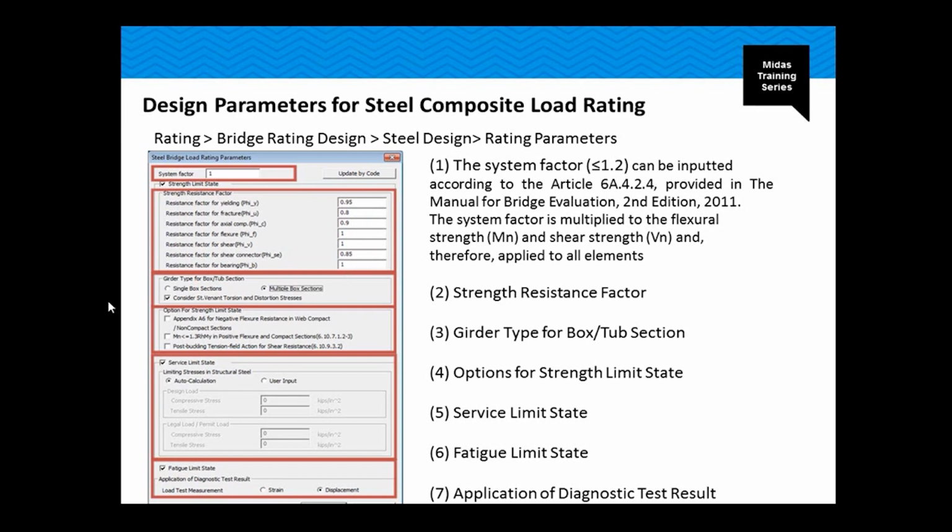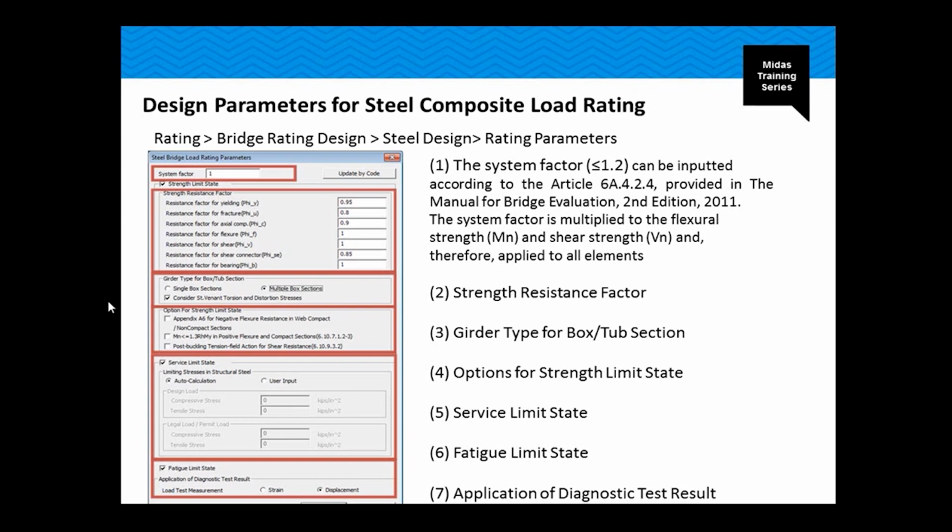Then you have the girder type for box or top sections. In this case, we have an I girder, but in the case that you want to use the box girder type or top, you have the option of defining whether it's a single box section or multiple box sections, and you can also consider St. Venant torsion and distortion stresses if you want. So as you can see, the program really gives you different types of analysis options, in this case for steel bridges, and it can consider all the parameters in the rating for this particular type of analysis.